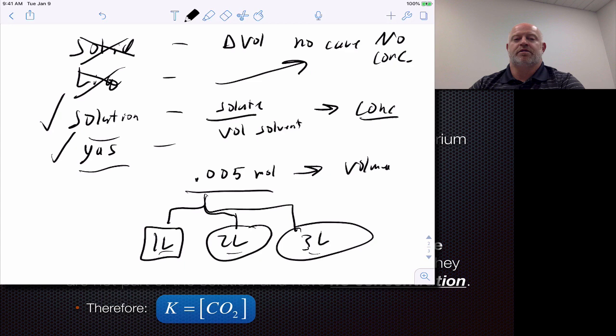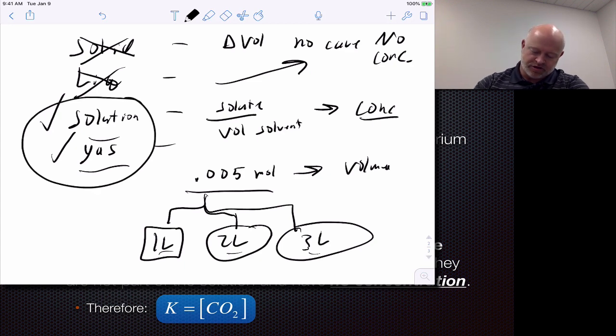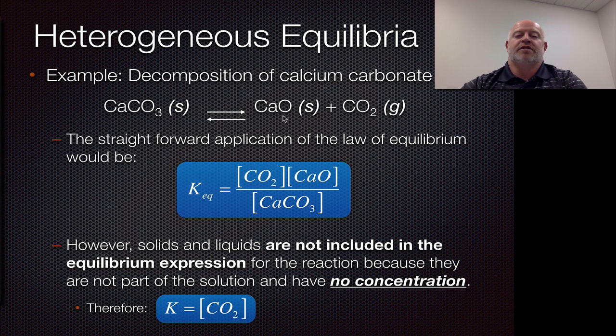So when we look at our equilibriums, only things that are solutions or gases are things that we actually include in the equilibrium. An equation like this, calcium carbonate solid making calcium oxide solid and carbon dioxide gas. When we write the expression, we're going to remove the solids from this. So the only thing that plays a role is the carbon dioxide here.